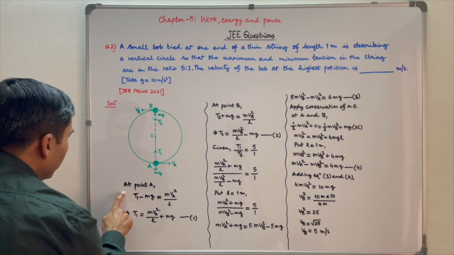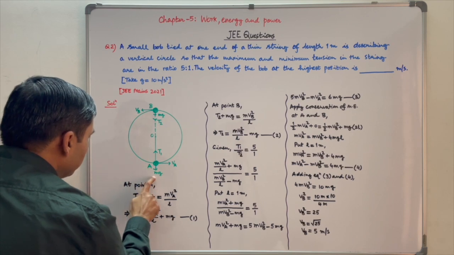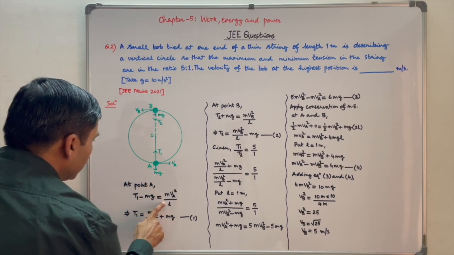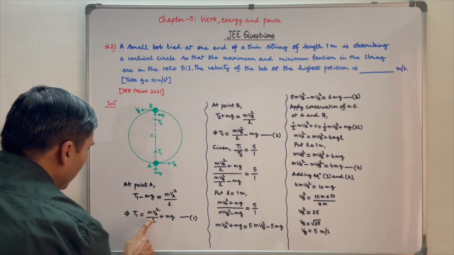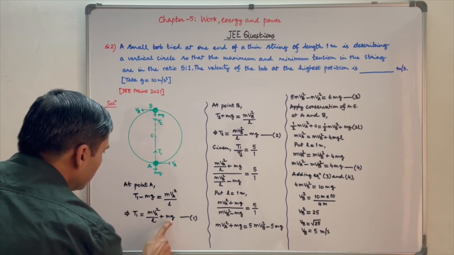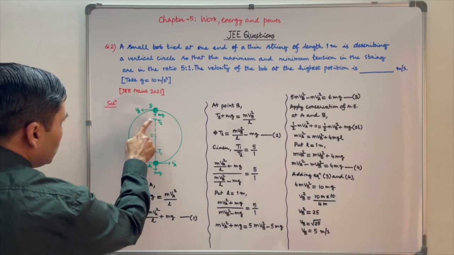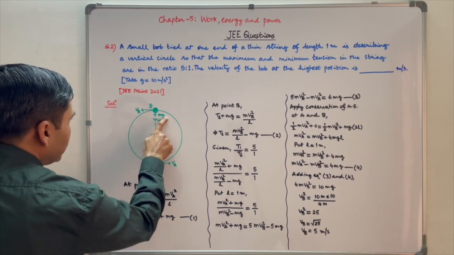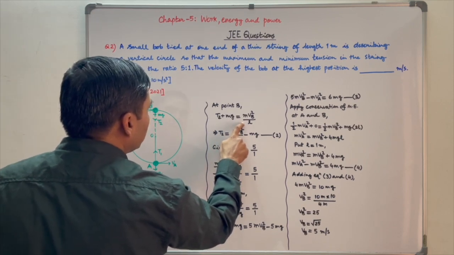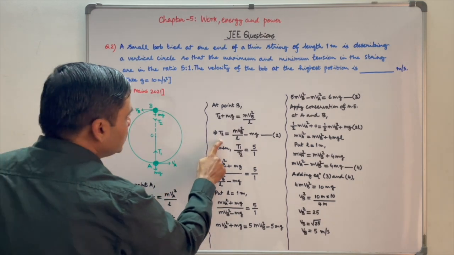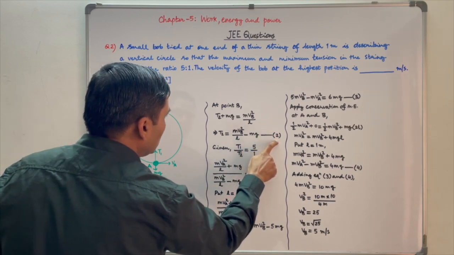At point A, the net force towards the center is T1 minus mg, and that will provide the necessary centripetal force, that is mVA square upon L. So T1 is equal to mVA square upon L plus mg. Suppose this is equation number 1. At point B, the net force towards the center is T2 plus mg, and that will provide the necessary centripetal force, that is mVB square upon L. That gives T2 is equal to mVB square upon L minus mg. Suppose this is equation number 2.